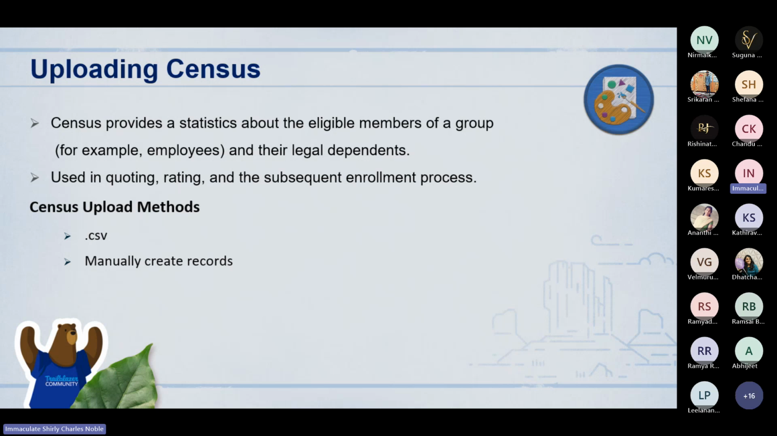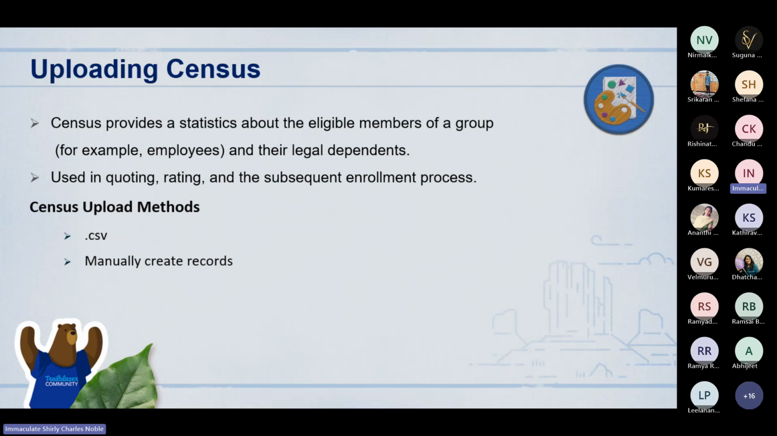And the next one is uploading census. So as we all know, census means calculating the population, right? So here also, census provides the statistics about the eligible members of that organization. That is how many eligible employees are there, how many dependents are there for each employee. So it will calculate the populations. So this census process is used in quoting, rating, and enrollment process. So based on the census, the quoting will differ, and also the insurance amount will differ.